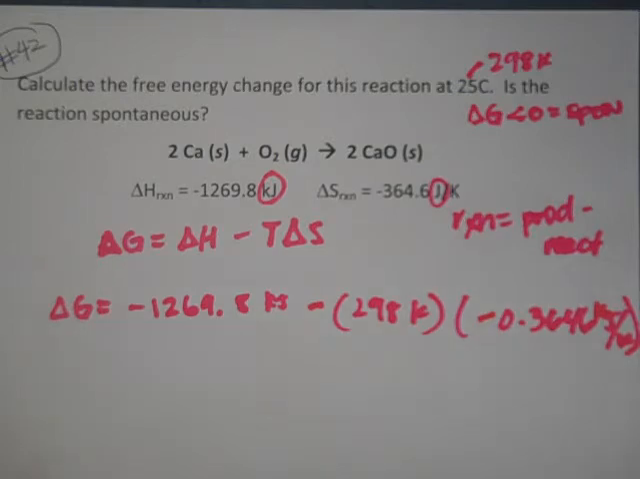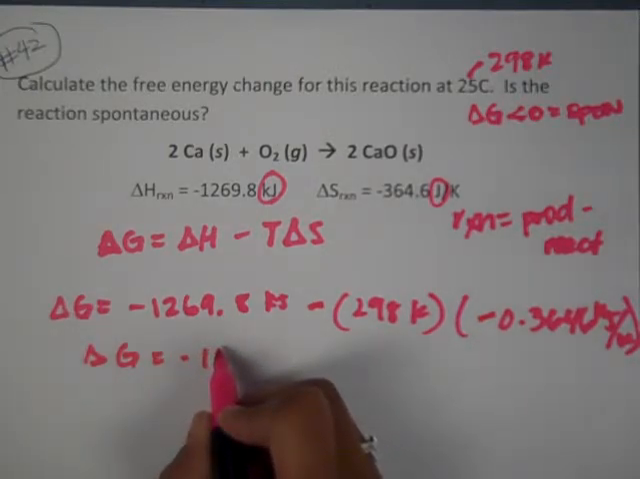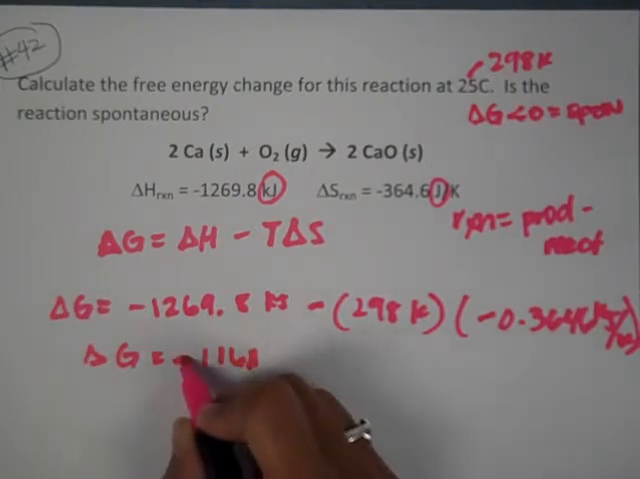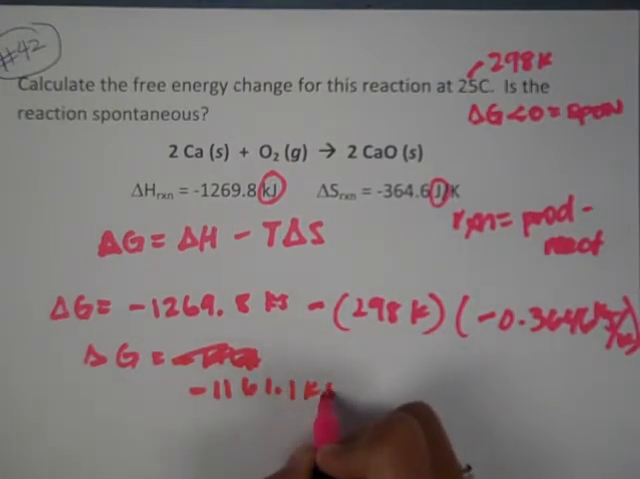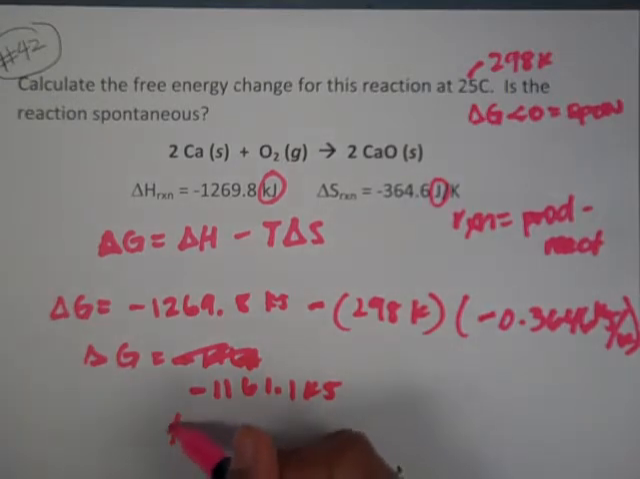So our final delta G, once we solve for it, is going to simply be negative 1161.1 kilojoules. Okay, we don't really care about the numeric number to figure out spontaneity. As long as it's negative, we are spontaneous. So since this is negative, we are spontaneous.